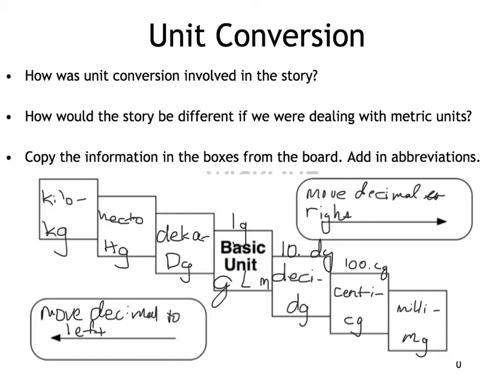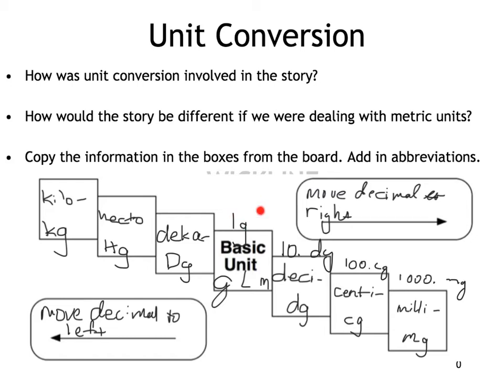Now if I'm going to go from 1 gram over to milligrams, that's possible as well, but I'm going to need to go 1, 2, 3 places, and that's going to be 3 zeros and a decimal. So there you are. Let's go the other direction now. Let's go from 1 gram to decagrams or hectograms or kilograms.